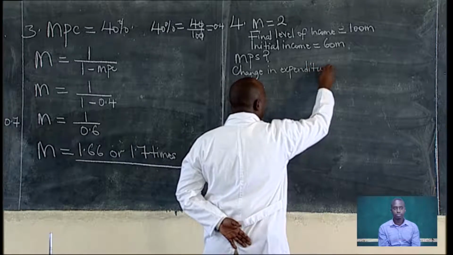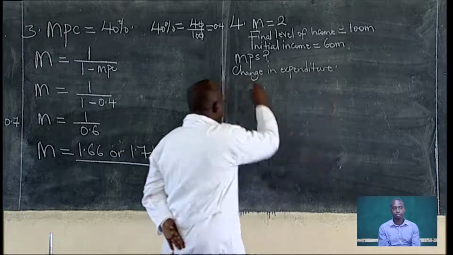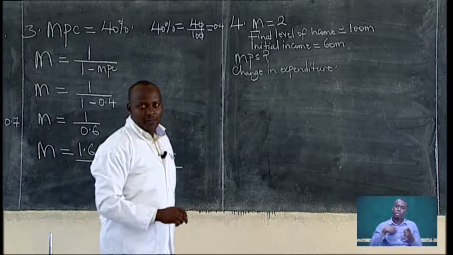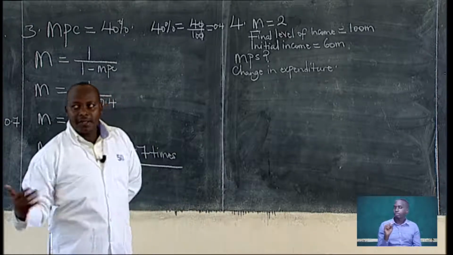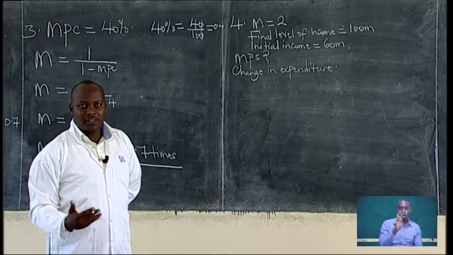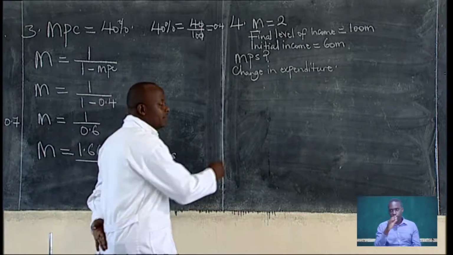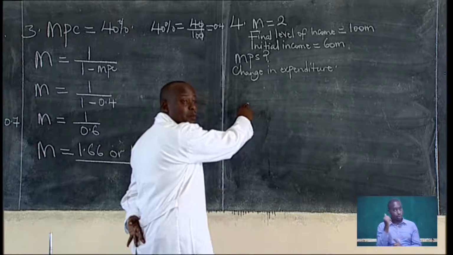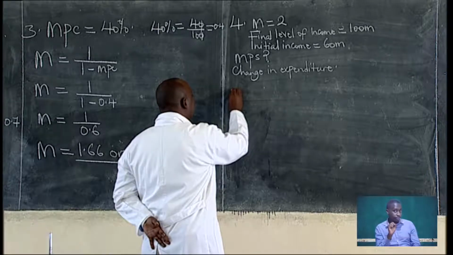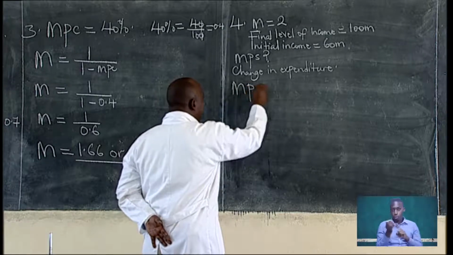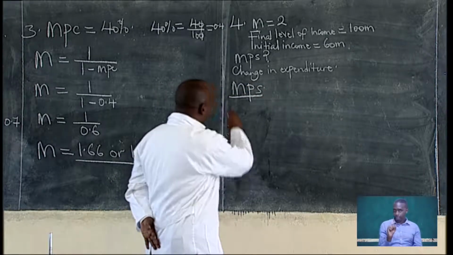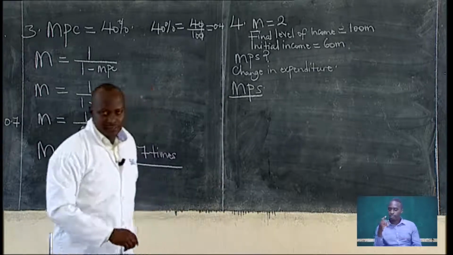And how do we get the marginal propensity to save? We are going to first calculate the marginal propensity to save. Now, to get marginal propensity to save, MPS, we are going to first look for it.